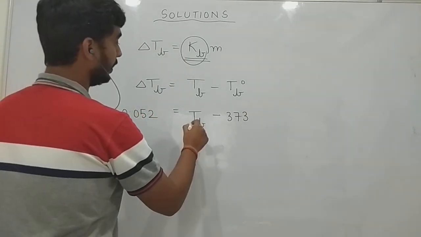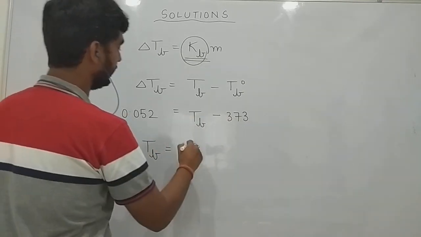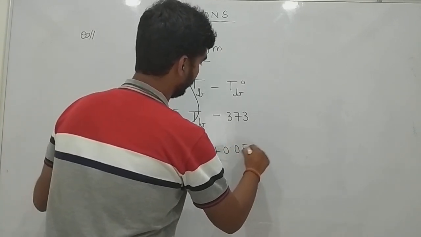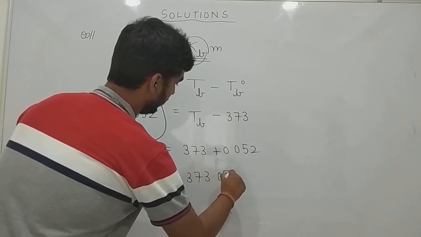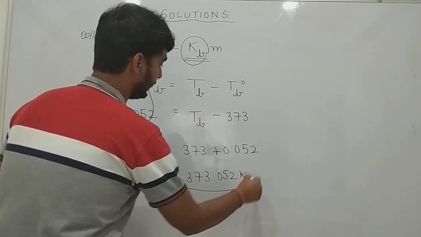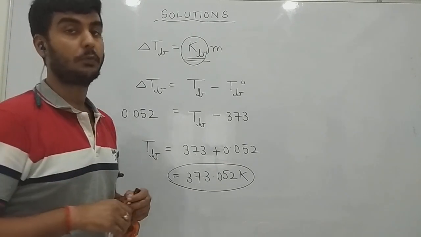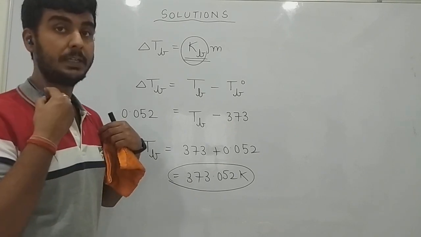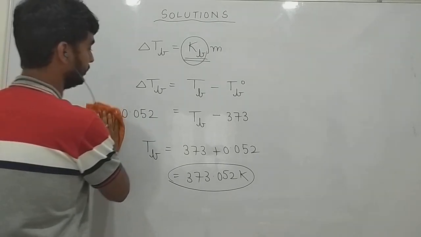So what will be the new boiling point of water? This will come to this side. So 373 plus 0.052 comes out to be 373.052 Kelvin. So the new boiling point of 1 kg of water after dissolving 18 gram of glucose comes out to be 373.052 Kelvin. So remember this one.